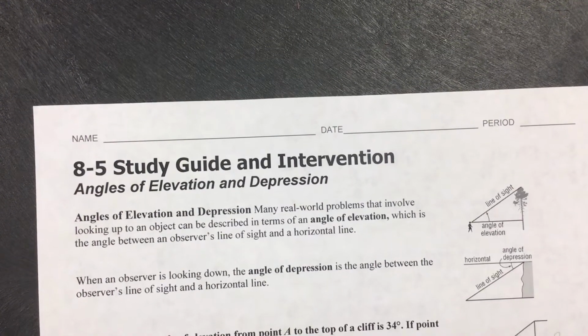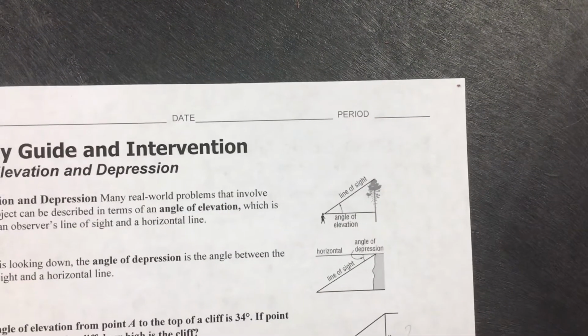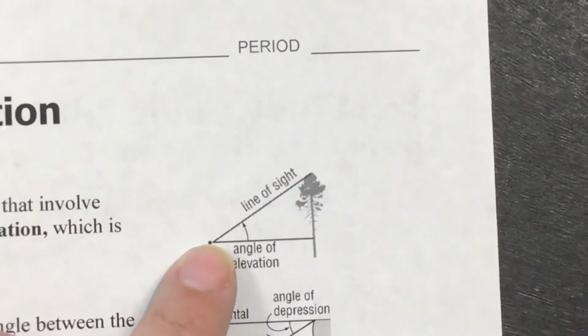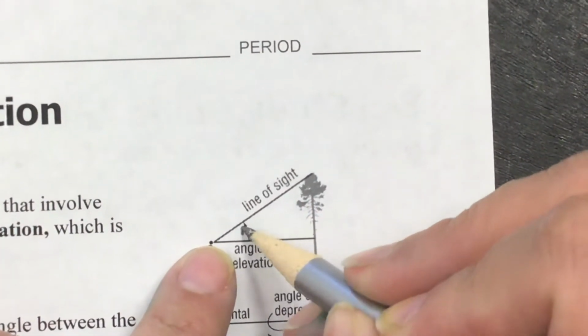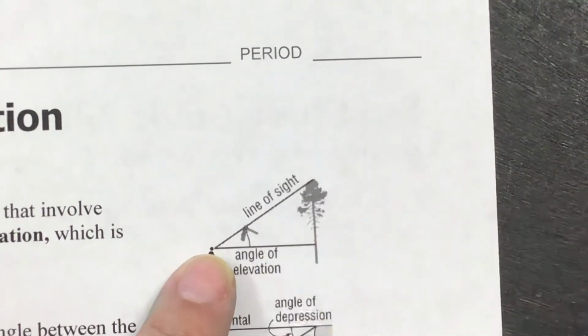We're starting section 8.5, angles of elevation and depression. And here's a few examples of elevation. Elevation means from your line of sight, you're going to actually look up, and that's why these little arrows are facing up. You're going to look up as elevation.